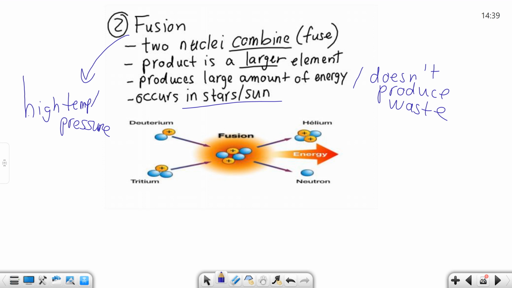All right, so we still have not found a really good, safe, feasible, and cost-effective way to have fusion right now, just because it's so difficult to do. You have to maintain an extreme, star-sun-like temperature in order for it to continue to occur. But fusion is where we do develop larger elements.